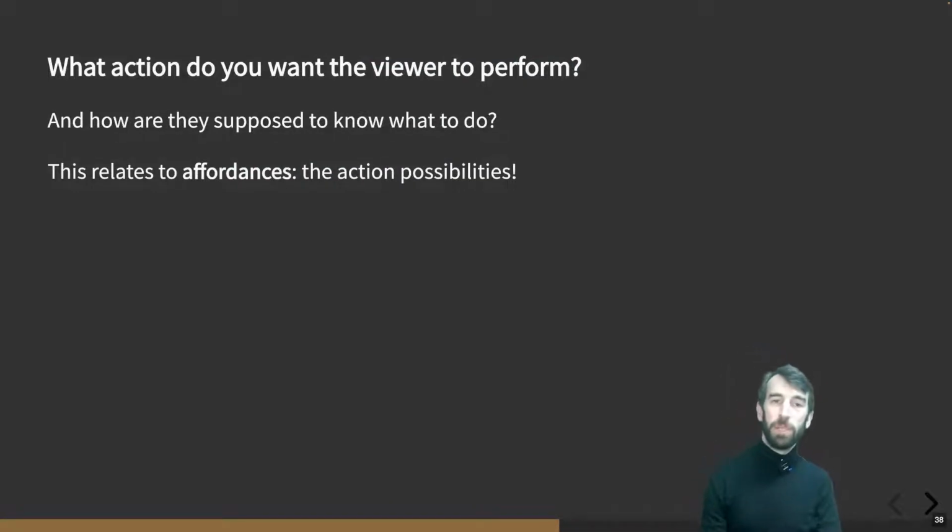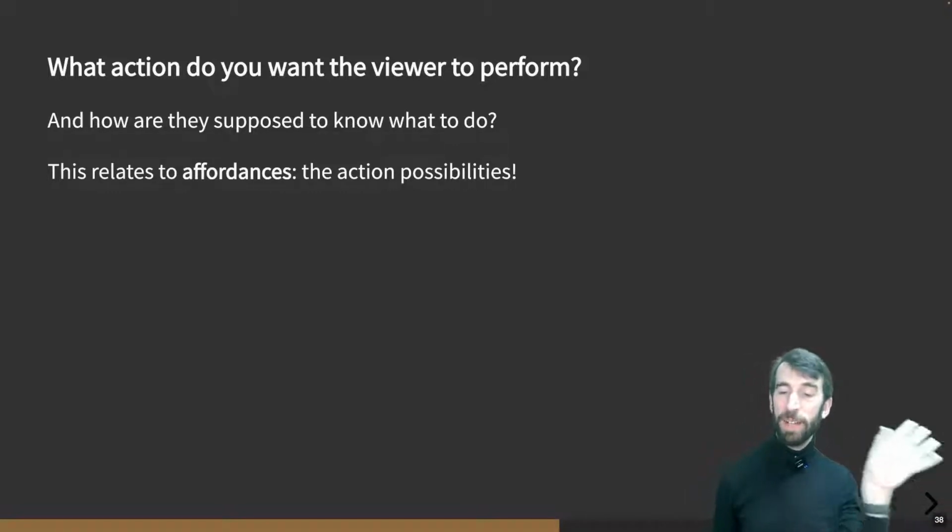What action do you want the viewer to perform? How are they supposed to know what to do? And what is it going to be? So this relates to affordances. Affordances don't work unless the viewer wants to interact. So we need to have that trigger phase, but now they want to interact, they're about to do something. What is it they're supposed to do?